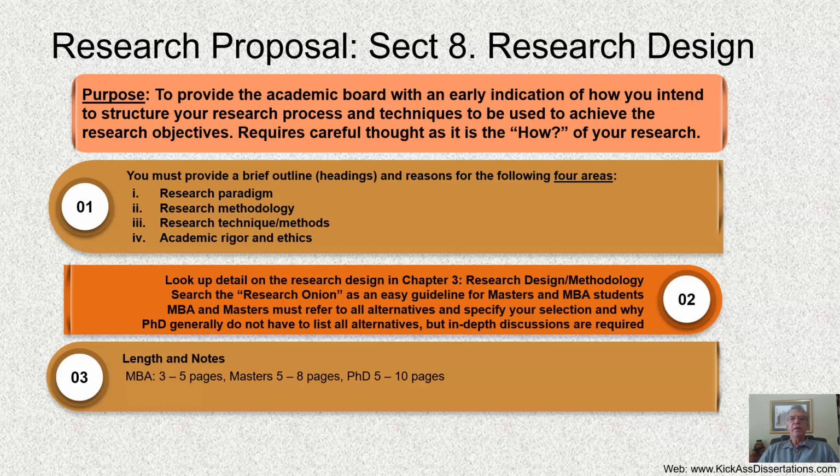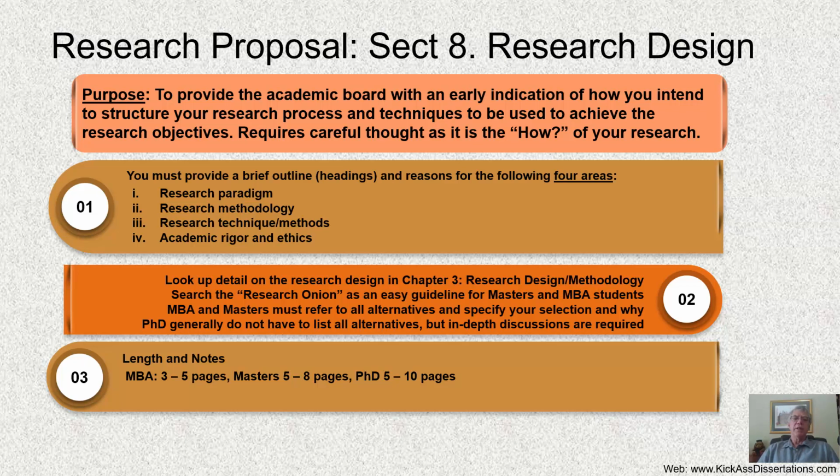Good. And then the length. In a research proposal, this section will typically be about 3 to 5 pages for an MBA, perhaps 5 to 8 pages for a master's degree, and 5 to 10 pages for a PhD. So it is a little more comprehensive. You need to think very carefully, but if you look at those 4 steps that we've highlighted for you, the paradigm, methodology, and technique and methods, there's quite a bit of involved decision making there, and that will tend to take up a little more space.